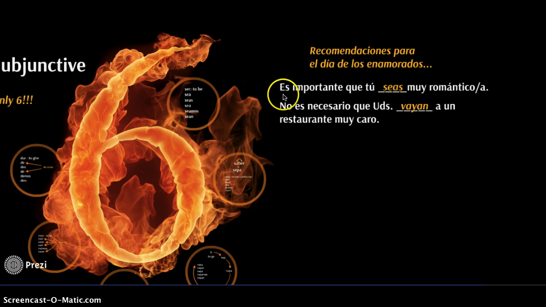Remember, we're using that pattern of the first dude. In this case, it's it, because we have these impersonal expressions. It, first dude, funky phrase, es importante que. Second dude, tú. And then the subjunctive, seas. First dude, funky phrase. Second dude, subjunctive. Again here. First dude is it, funky phrase. Second dude, ustedes, subjunctive. Bien?